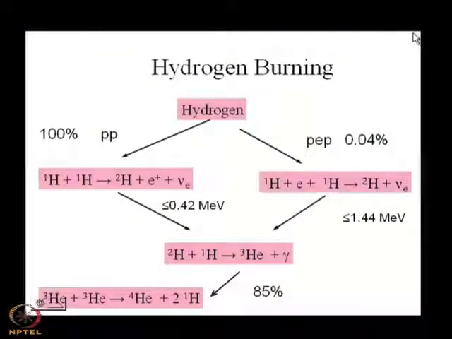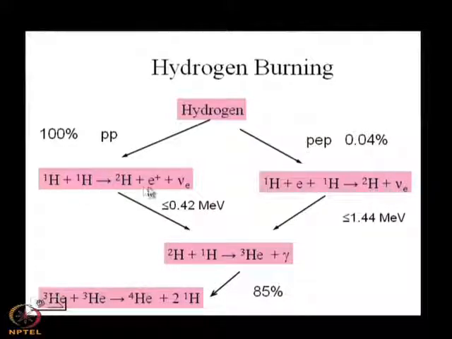So right at the beginning, you want to produce this helium-3. There is another pathway by which you can produce helium-3, and this pathway is shown over here. This is called the PEP chain. So you can go from here to here either through the PP chain, which involves the collision of two protons, or there is an unlikely possibility where you have two protons and an electron. They combine to produce again a deuteron plus just the neutrino.